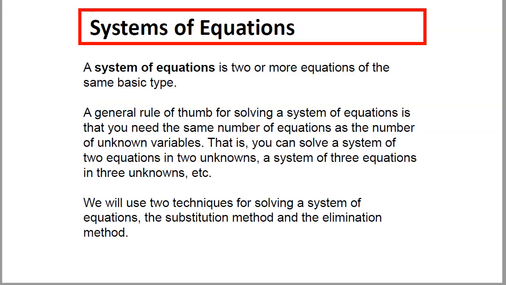A system of equations is two or more equations of the same basic type. A general rule of thumb for solving a system of equations is that you need the same number of equations as the number of unknown variables. That is, you can solve a system of two equations and two unknowns, a system of three equations and three unknowns, etc. We'll use two techniques. We use the substitution method and the elimination method.